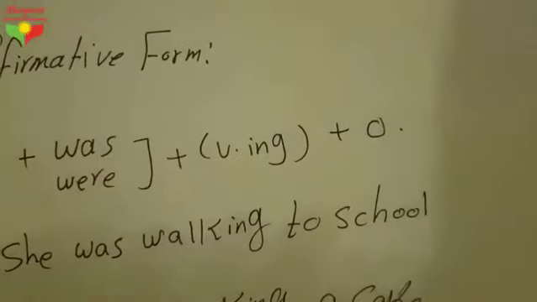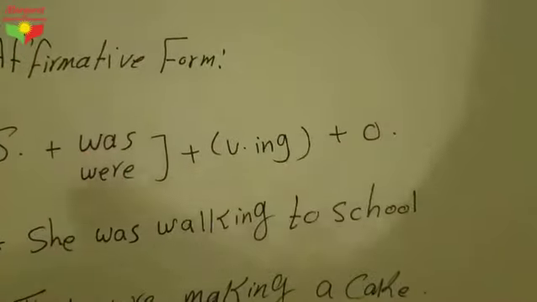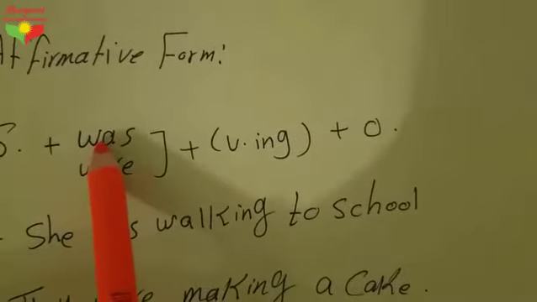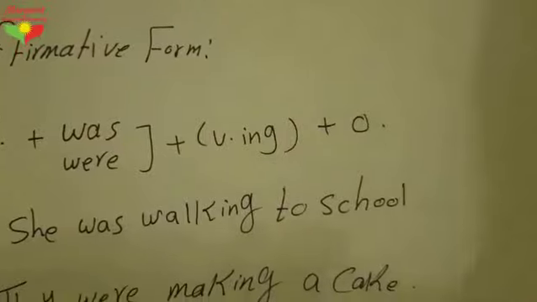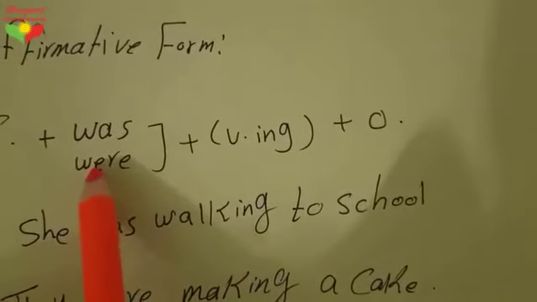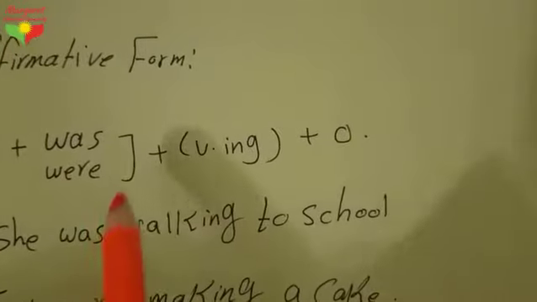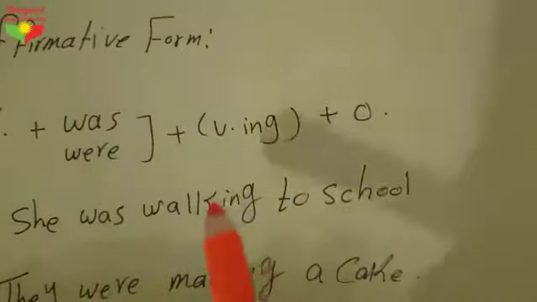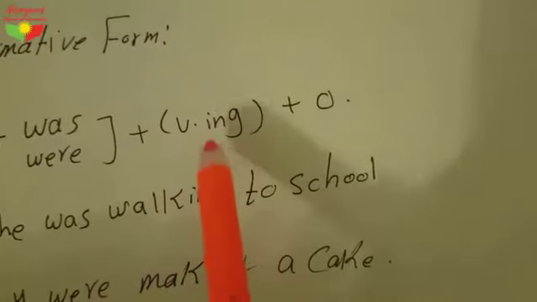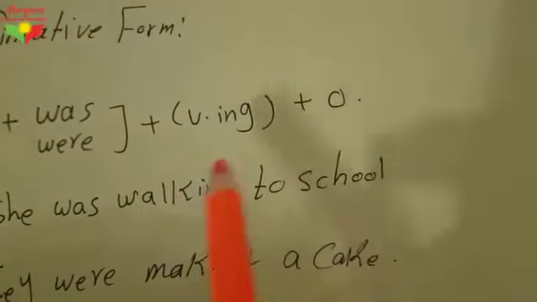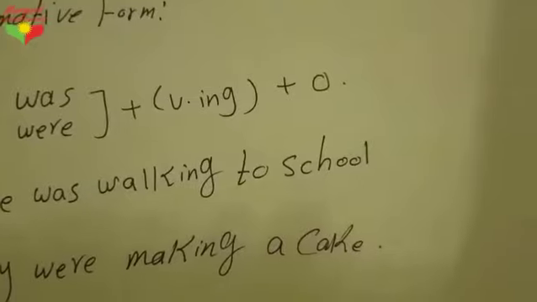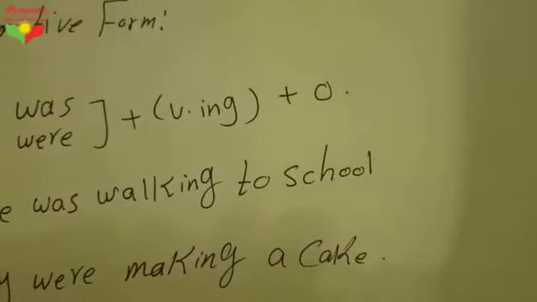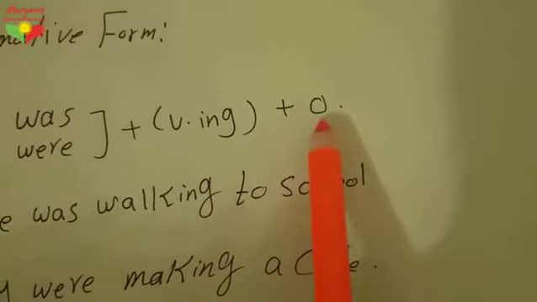We have was and were. It depends on the pronouns: with he, she, it and I you have to use was; with they, we, you, you have to use were. Okay, plus the main verb. Was and were are auxiliary verbs, plus the main verb, the verb with ing. The verb should be formed with ing, plus object.